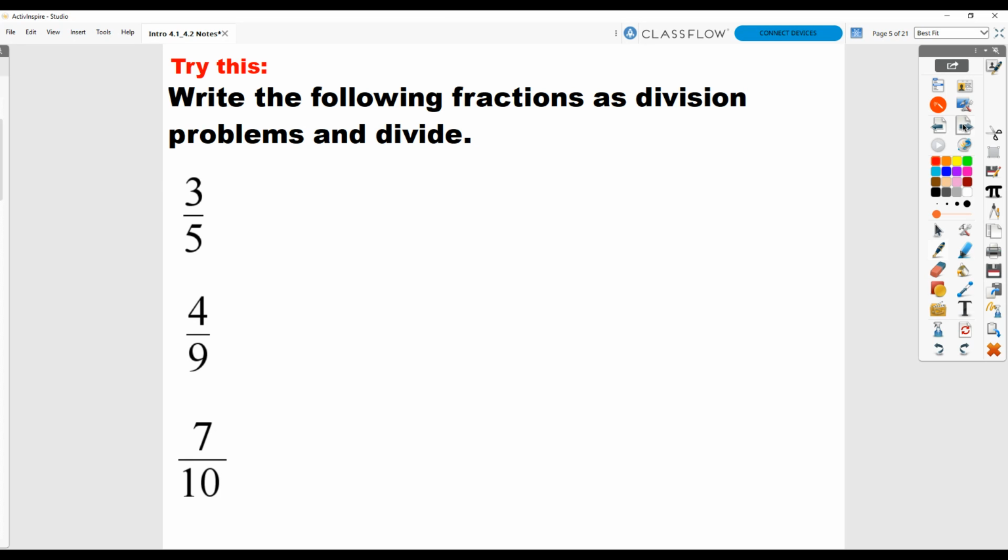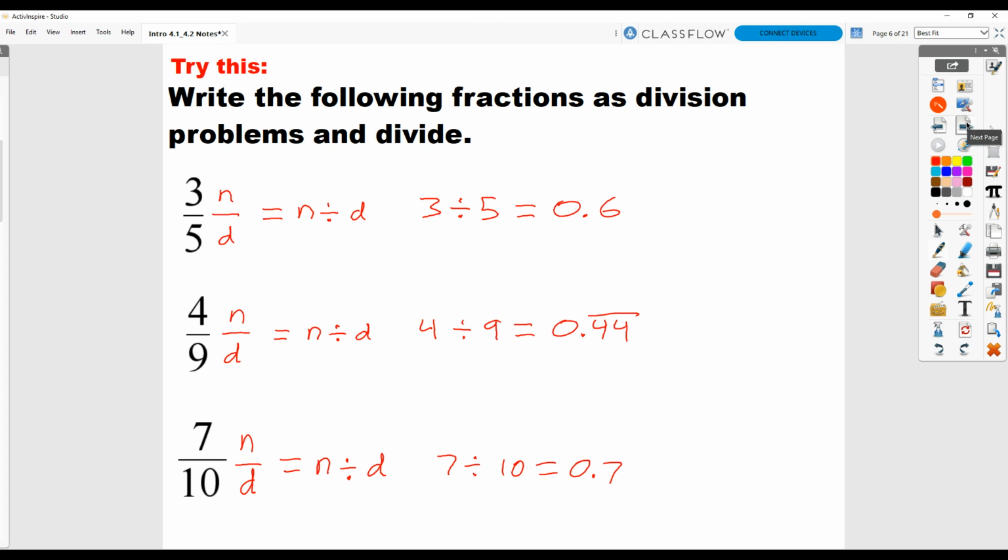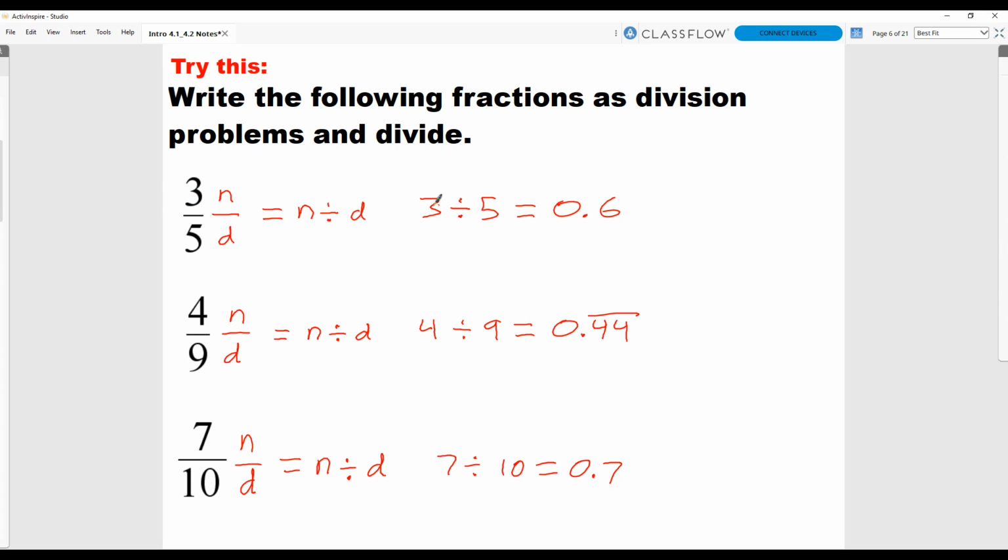All right, let's see what this came out to, everyone. Okay, so if we do our first one, 3 divided by 5, notice how I labeled everything and I wrote it out correctly. So that should get us 0.6. Okay, and then for this one here, we got 4 divided by 9. All right, if we write it out, that's going to get us 0.44. Okay, and then our last one, we got 7 over 10. Write it out, it's going to be 7 divided by 10, and that's going to get us 0.7. Okay, so hopefully those worked out for you guys.